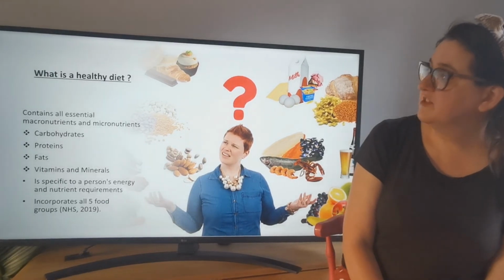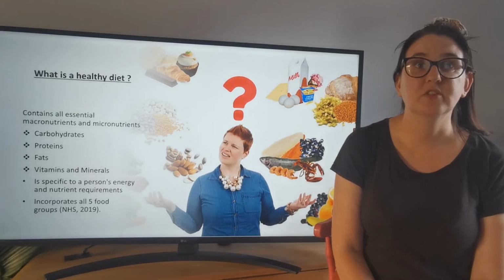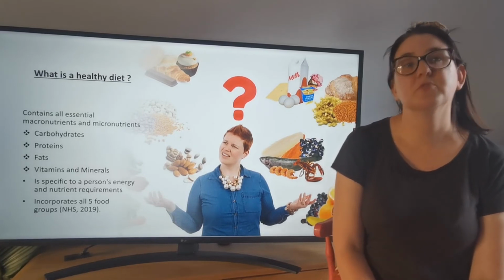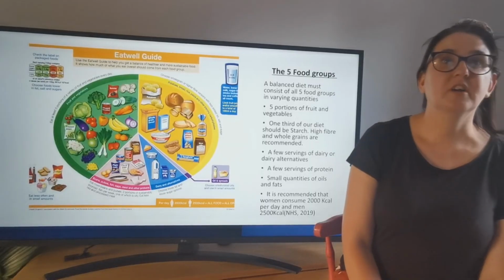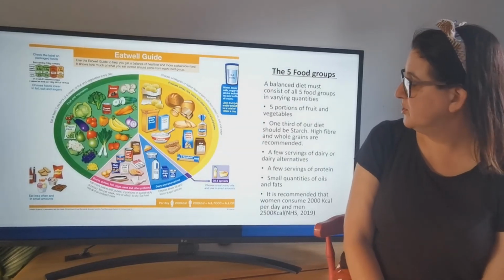So what is a healthy diet? A healthy diet contains all the macro and micronutrients. This includes carbohydrates, proteins, vitamins and minerals. A healthy diet is specific to a person's energy and nutritional requirements and incorporates all 5 food groups.